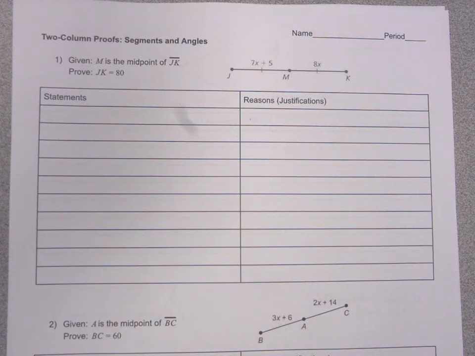Hey guys, this is Mr. Lowry. We're going to be working on this assignment, two-column proofs, segments and angles. We've been talking about two-column proofs, and last time we did an assignment that was like algebra proofs to practice the structure of what a two-column proof looks like.